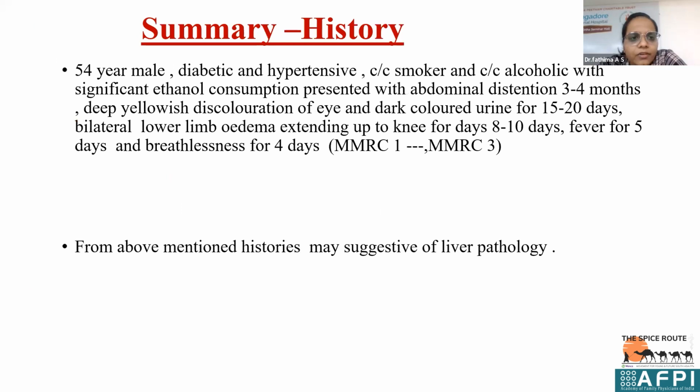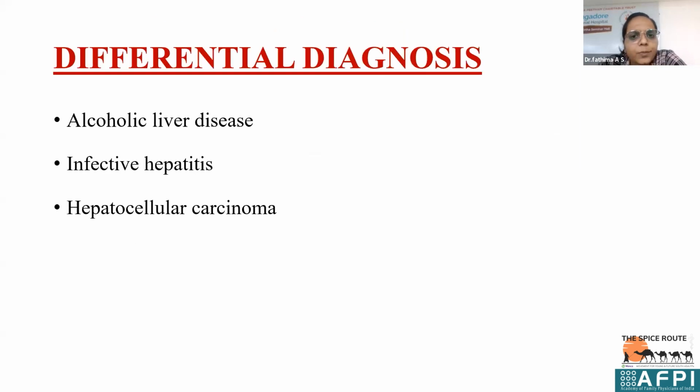Summary of the history. 54-year-old male, diabetic and hypertensive, chronic smoker and chronic alcoholic with significant ethanol consumption, presented with abdominal distension and deep yellowish discoloration of the eye and dark colored urine for 15 to 20 days, bilateral lower limb edema extending to knee for 8 to 10 days, fever for 5 days and breathlessness for 4 days. The above mentioned history may be suggestive of liver pathology. So the main differential diagnoses are alcoholic liver disease, infective hepatitis, and hepatocellular carcinoma.